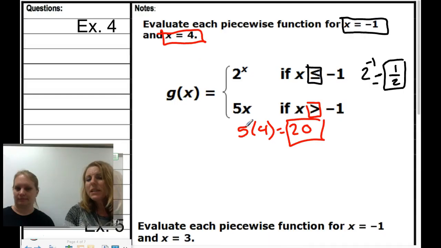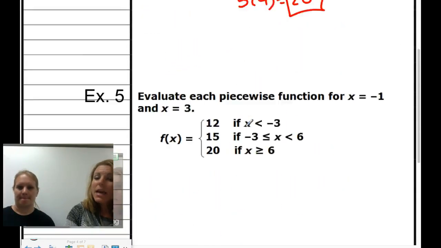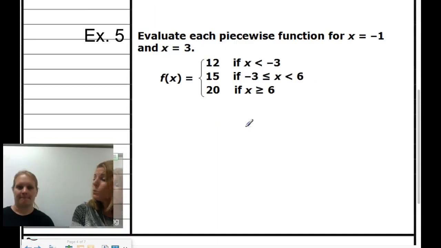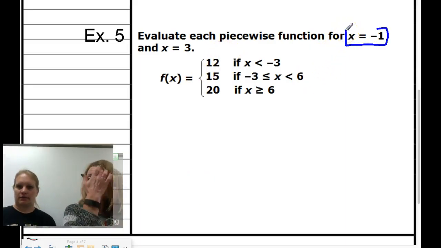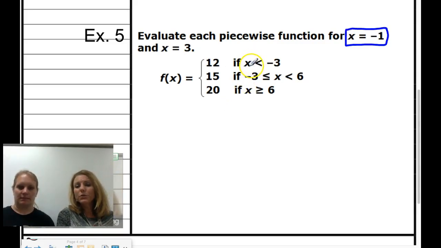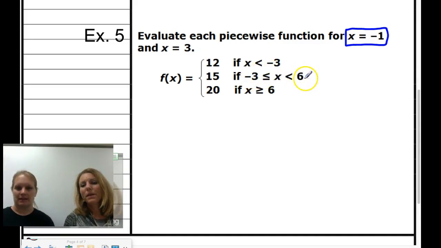See, these are piecewise because they have variables, 2x, 5x. It says evaluate the piecewise function, but it's also a step function because there's no variable. So when x is equal to -1, which one are we going to use? It has to be less than -3, so that doesn't work. It needs to be greater than -3 but less than 6. Yes, this one would work. But greater than 6? No. So it's this one.